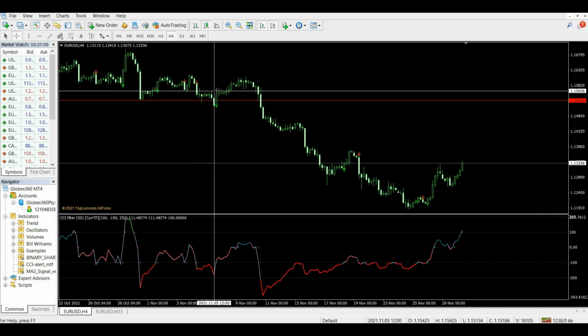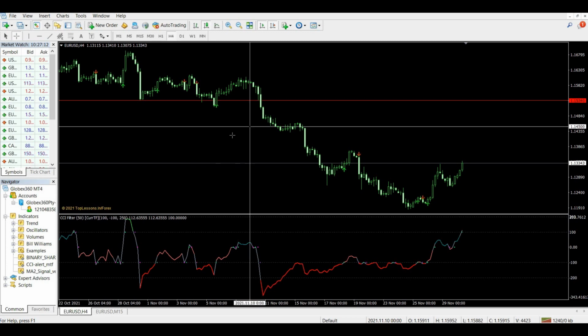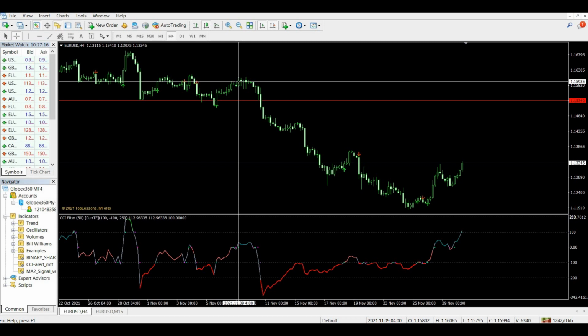Here we have another one coming out of the 100, but as we can see, it is closer to that negative 100, and we can see we're closing in on that zero line, so I would have taken that buy trade. So very simple to use.